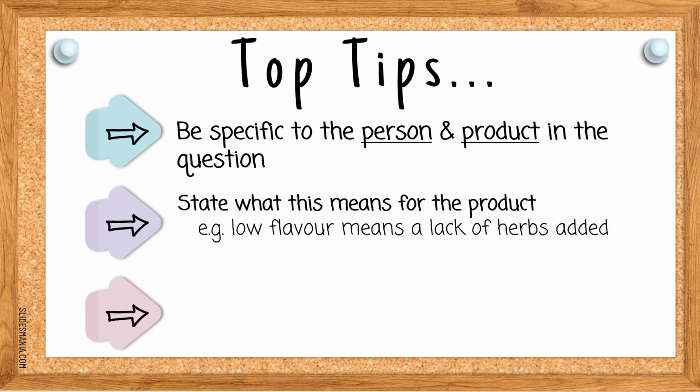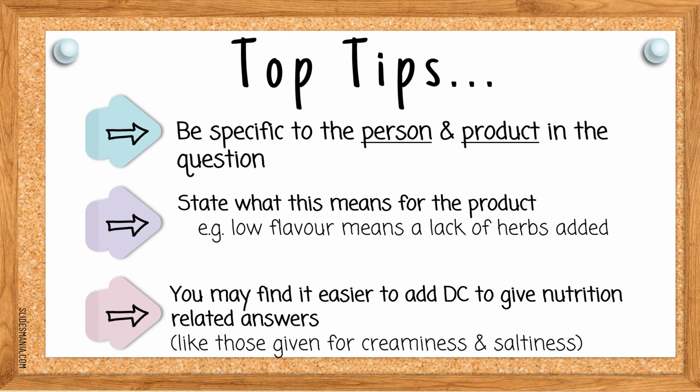Second, it's really important in your fact that you are stating what this means for the product. So if the flavour scored low, this would mean that there's a lack of herbs being added. So it's really important that you're stating what that suggests for the product. How have we achieved that low flavour? How have we achieved that low saltiness, etc. Finally, you might find it easier to add in developed consequences to give nutrition or food for health related answers, like those given for creaminess and saltiness.